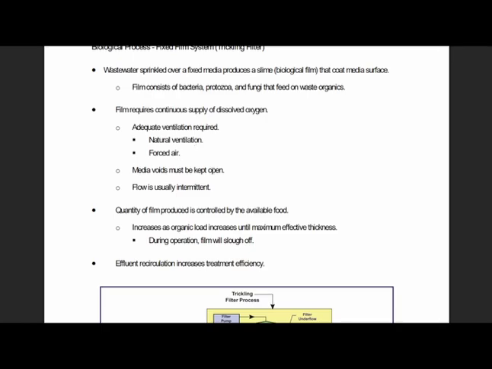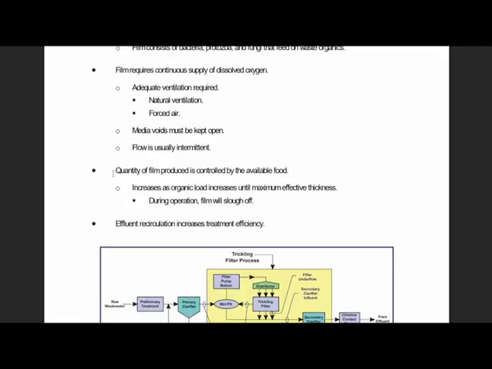Media voids must be kept open. Flow is usually intermittent. The quality of film produced is controlled by the available food. Remember what I was talking about with BOD? It increases as organic load increases until maximum effective thickness. During operation, the film will slough off. Effluent recirculation increases treatment efficiency.